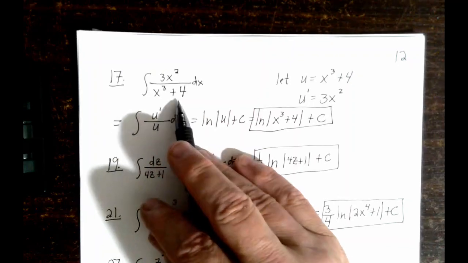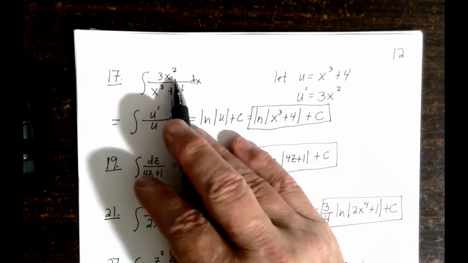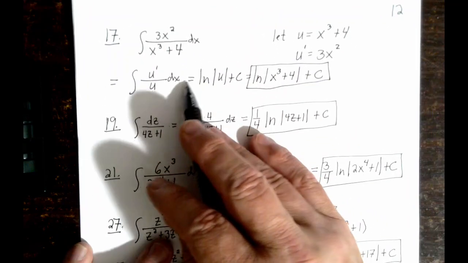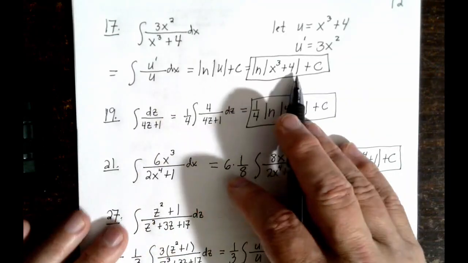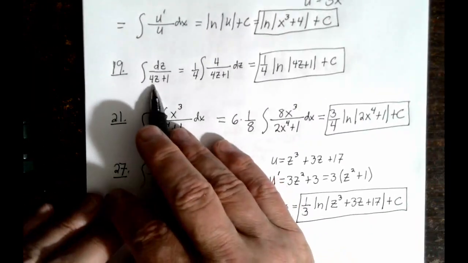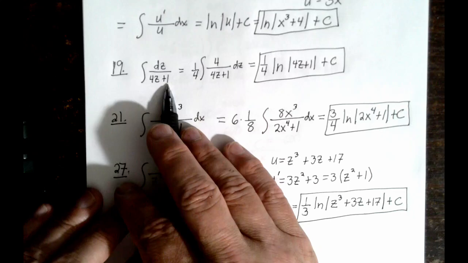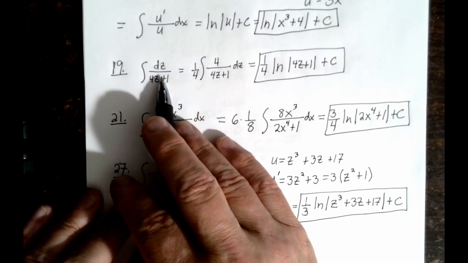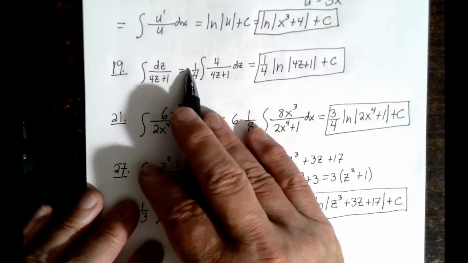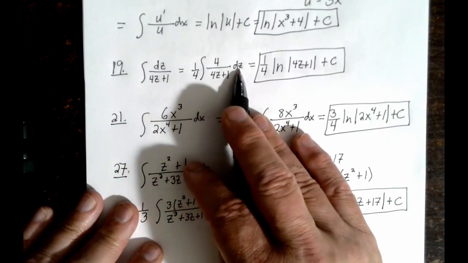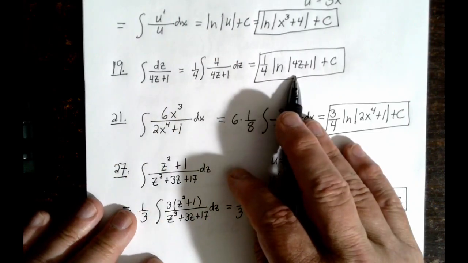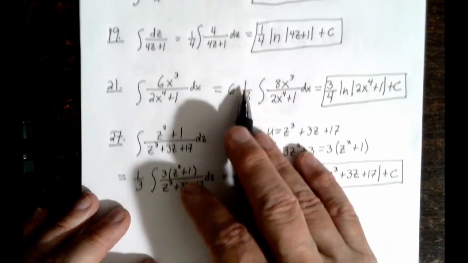17, you let your denominator be u, you let your numerator be u prime. It's ready to go. You get natural log of absolute value of u plus c. Here you let u equal 4z plus 1, so your derivative is 4. So you put a 4 in there and you bring a 1/4 out front. So now you've got u prime over u dz, so it's ln of absolute value of u, whatever u was.